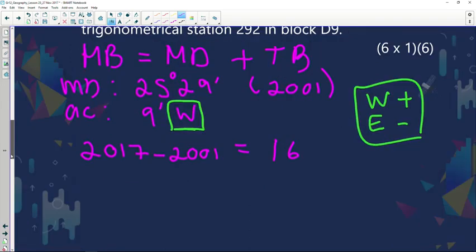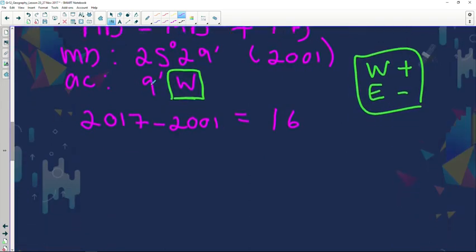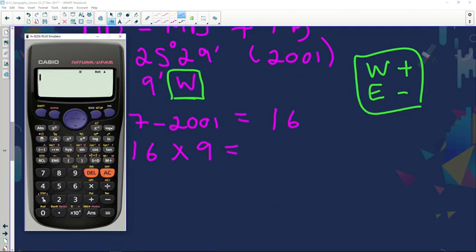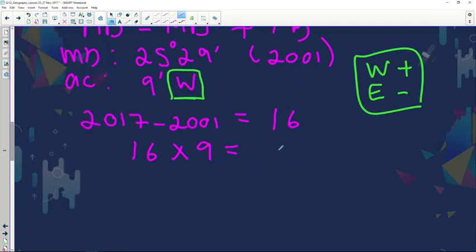Now, every single year, it's changed 9 minutes west. So now we need to calculate, because we want to calculate the present magnetic declination. So 16 times 9 equals, let's go back to our calculator. We don't want to make any mistakes. 16 times 9 equals 144. Keep in mind, this is 144 minutes.